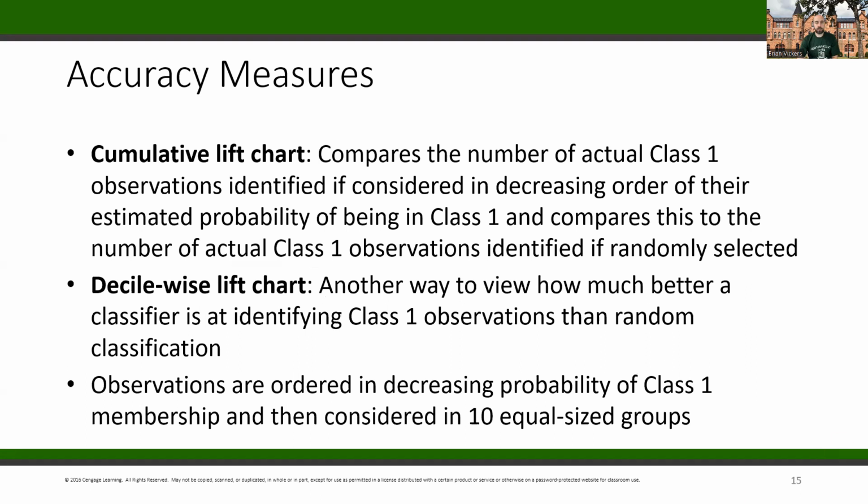A lift chart, this is going to be similar to what we did when we looked at the basket analysis, grocery basket data, where there is a certain amount of increase to what's happening. We list everything out in order of the probability of it being in class 1, and we'll compare that to the actual, but we do this in a randomly selected way.